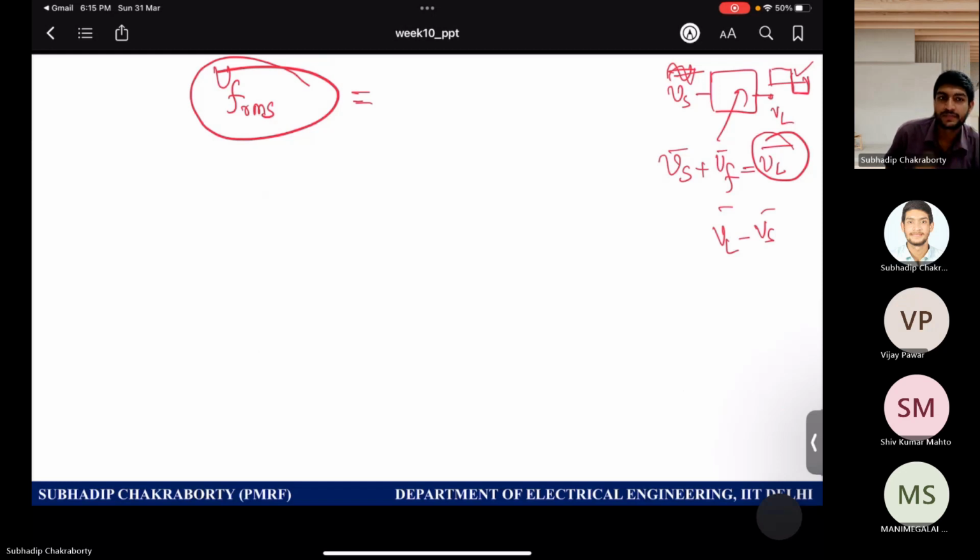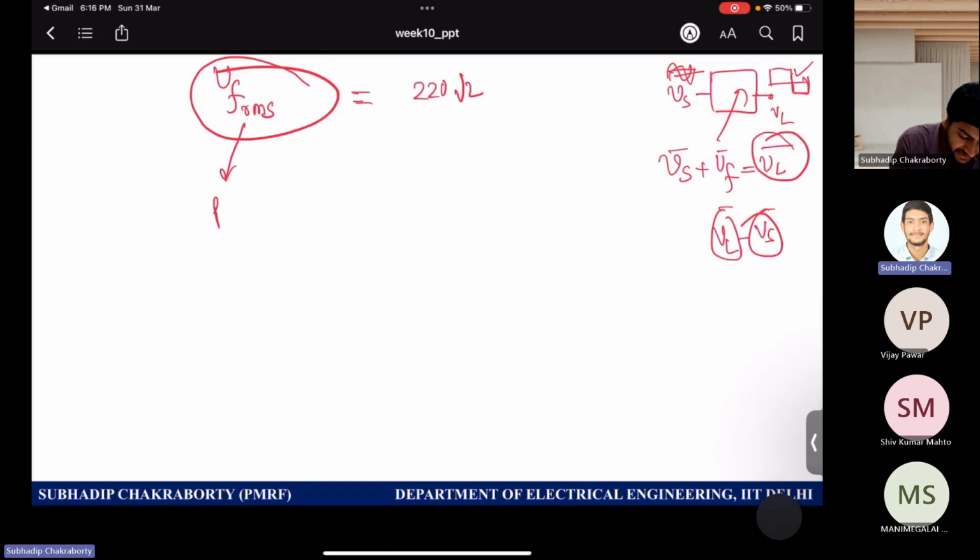Yes, hello. I want the RMS value. So it is just the difference between the two. So what is VL and what is VS? VS is nothing but 220 root 2. You calculate for the peak.